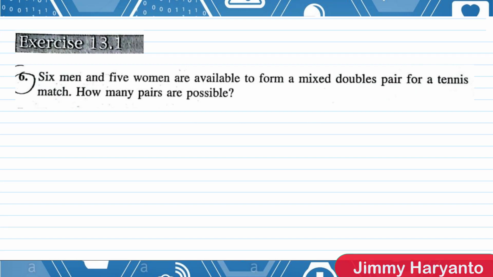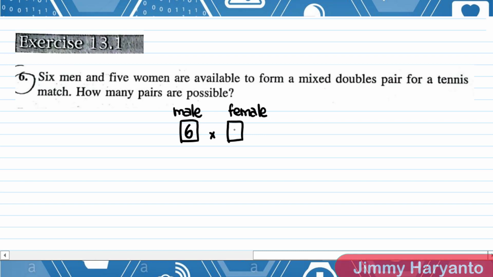Next is mixed double pair for tennis. Number 6, mixed double pair. That means we have 2 boxes. The first one is for the male players, and then the next one is for the female players, because in the double pair of tennis we need 1 male and 1 female, right? So for male we have 6 possibilities because we have 6 men, times the female, 5 women, 5, equals 30 ways. 30 ways to form a mixed double pair for tennis.